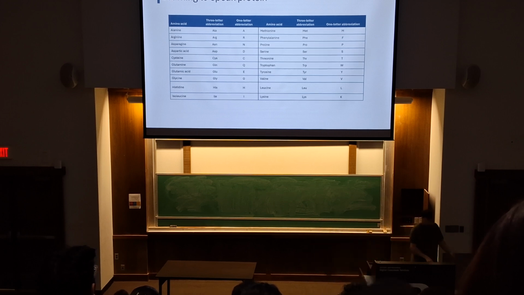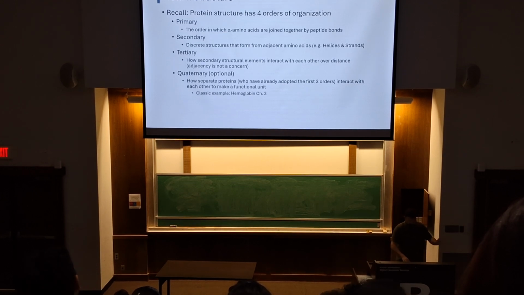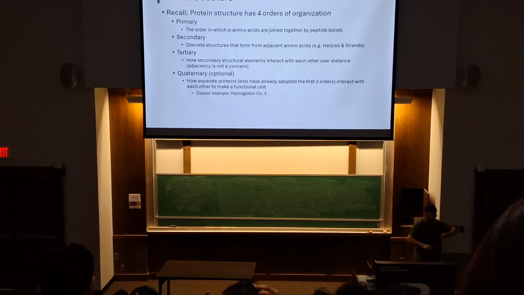The ones I remember, the weird ones, are R for arginine, like you're saying arginine like a pirate, or tryptophan is W. You pretend like you say tryptophan like baby talk, right? Anyway, all right, so let's move on here to the different orders of structure.